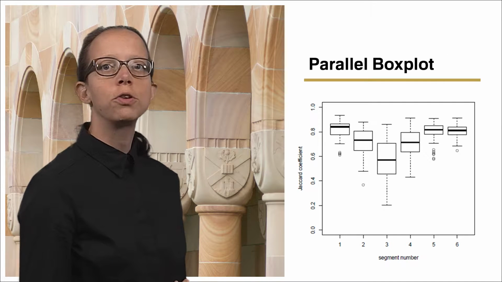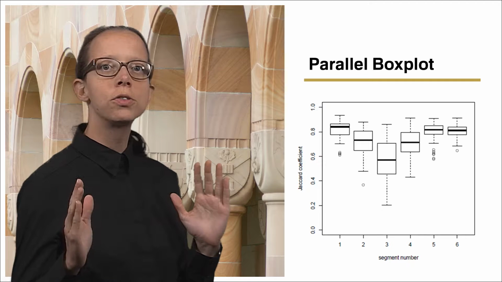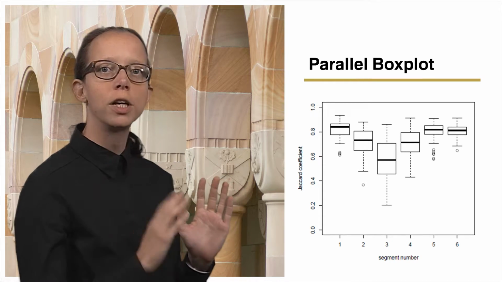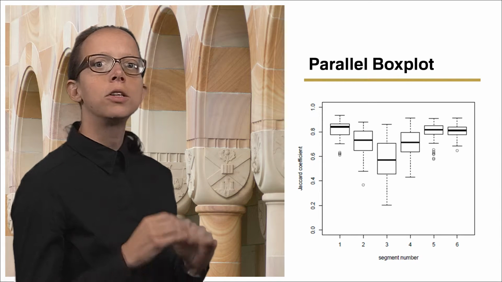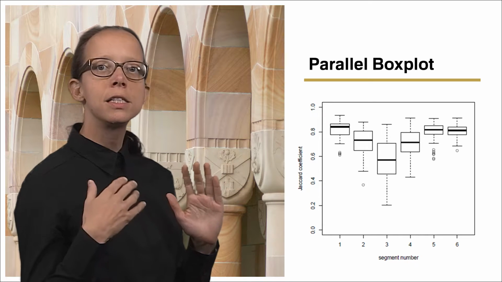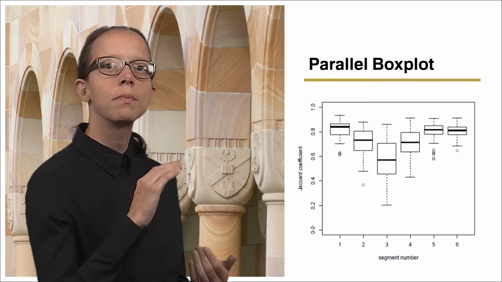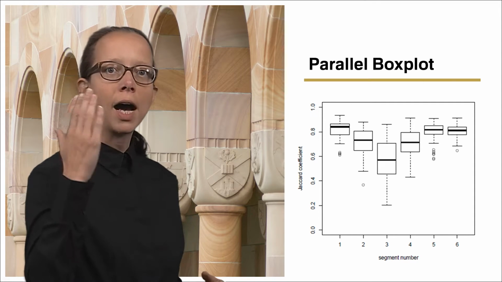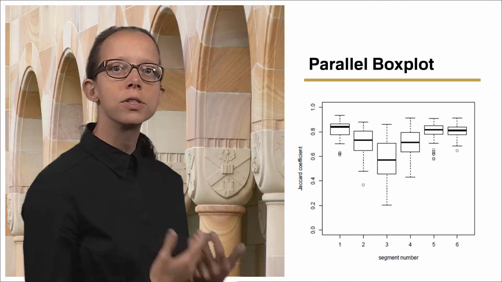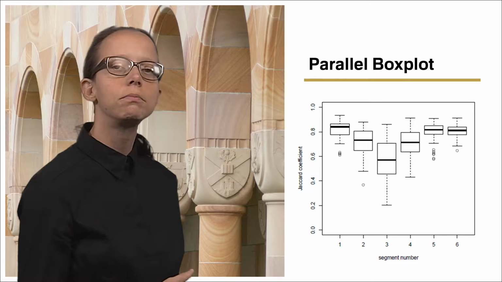Let's have a look at one of those plots. The plot is a parallel box plot. It shows the distribution of the Jaccard coefficient over 100 bootstrap samples for each segment. The horizontal line in the middle of the box is the median value, and at least 50% of all the Jaccard coefficients lie within the box. What we want to see is a high median value and a narrow box, because this tells us that we can consistently extract this market segment across replications.